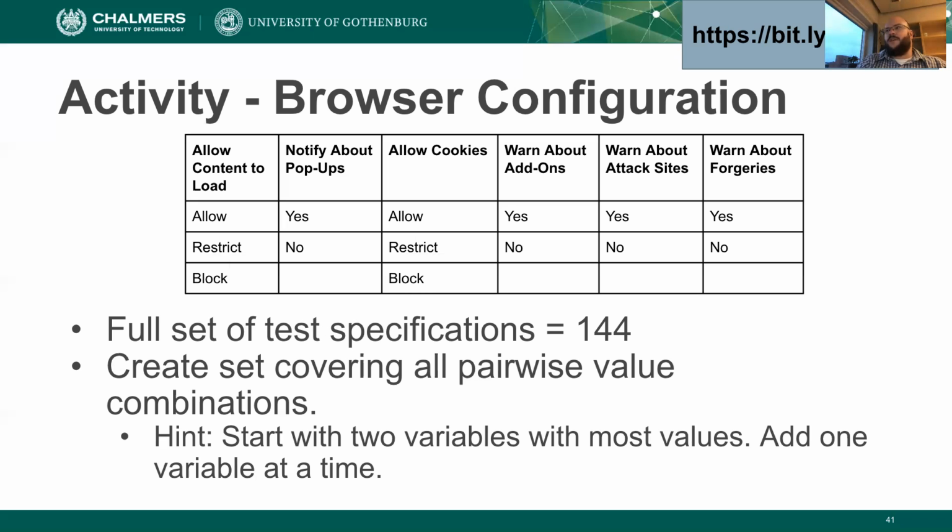So for this activity, what I'd like you to do is create a covering array. The set covering all the pairwise value combinations, all combinations of values for 2 of these. And I'd recommend you start right with the 2 variables with the most options, allow content to load and allow cookies. Form all combinations of those, then add each of these additional ones one at a time until you cover all the different options.